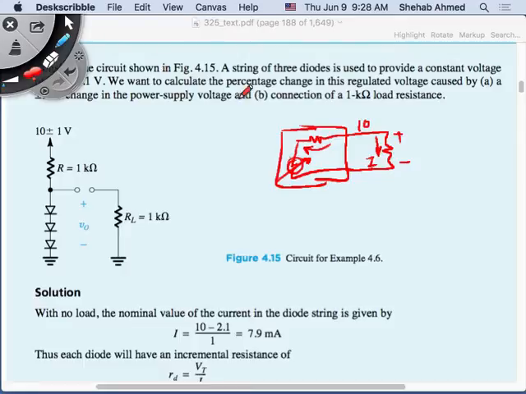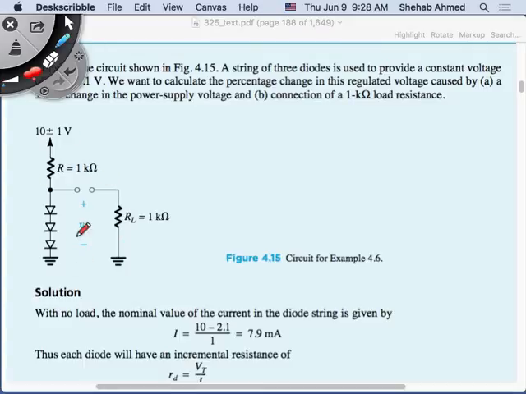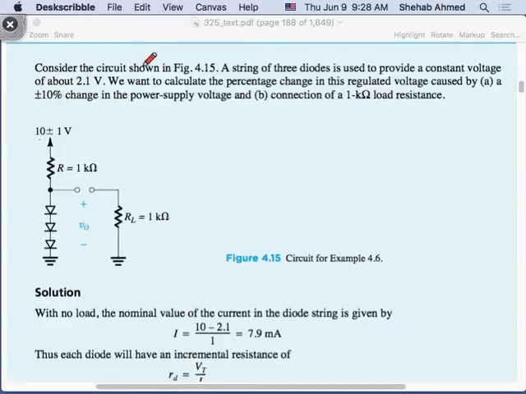But if you want to regulate voltage in an electronic circuit, let's look at what we can do here. This is an example circuit where the input is 10 volts, plus or minus 1 volt, depending on what they ask. Consider the circuit shown: a string of 3 diodes, and you want to provide a constant voltage of 2.1 volts, right? It makes sense that if my diode regulates at around 0.7, I put 3 diodes in series to regulate a voltage of 2.1 volts.